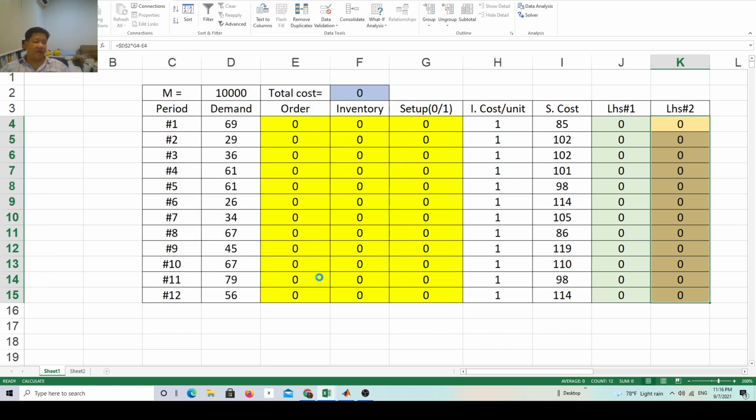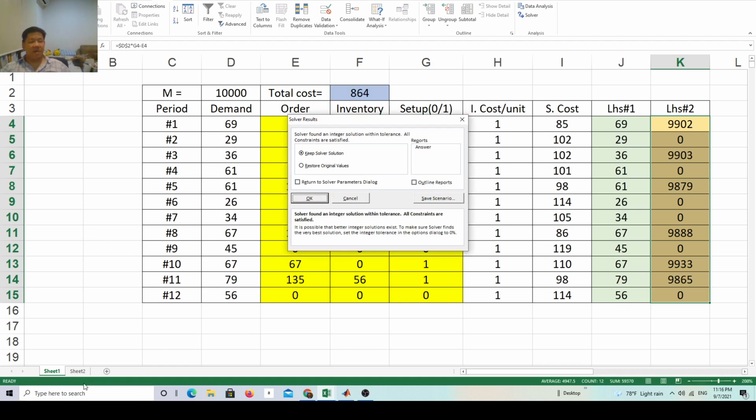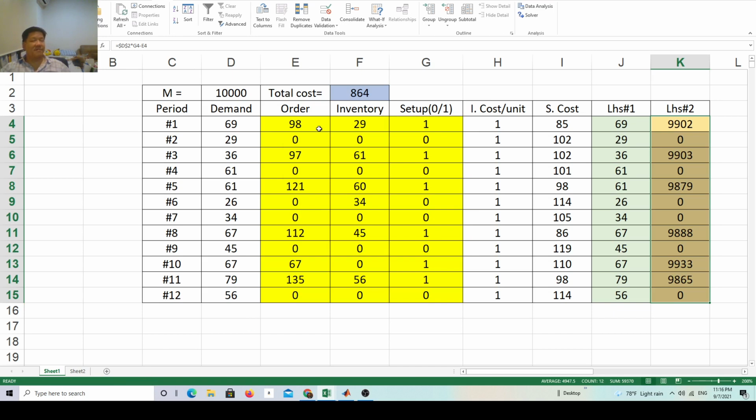We can start solving it. Okay, it takes some time here compared to if you use a more efficient machine. It takes a while, but you can certainly solve it, and it starts searching using an algorithm called branch and bound. And you can see that you get the same results. You get 864 here, and how many times do you place an order? 1, 2, 3, 4, 5, 6.